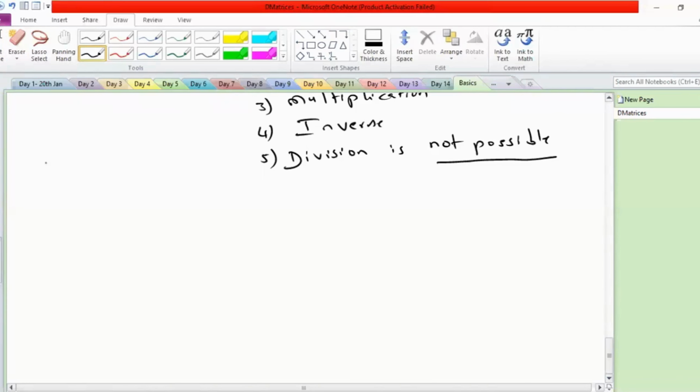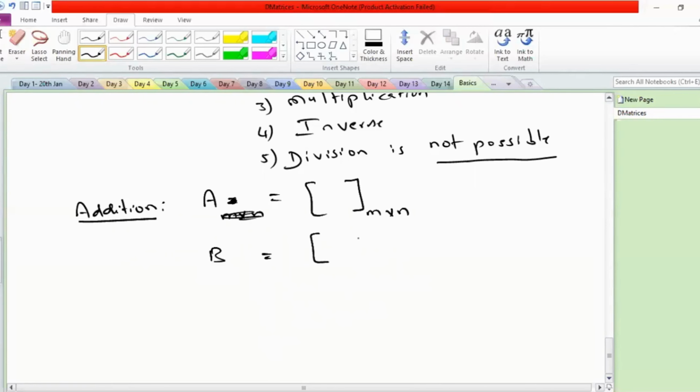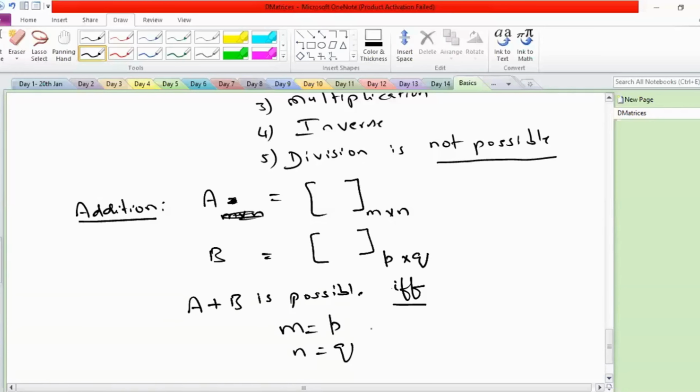Okay? Now let us look at addition. Suppose you have a matrix A with dimension m into n, and there is another matrix B with dimension P into Q. A plus B is possible if and only if m equals P and n equals Q. If this is not satisfied, then you cannot do addition. Okay?